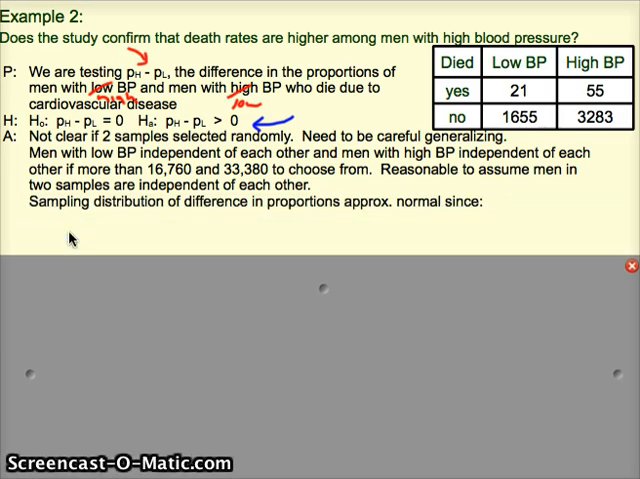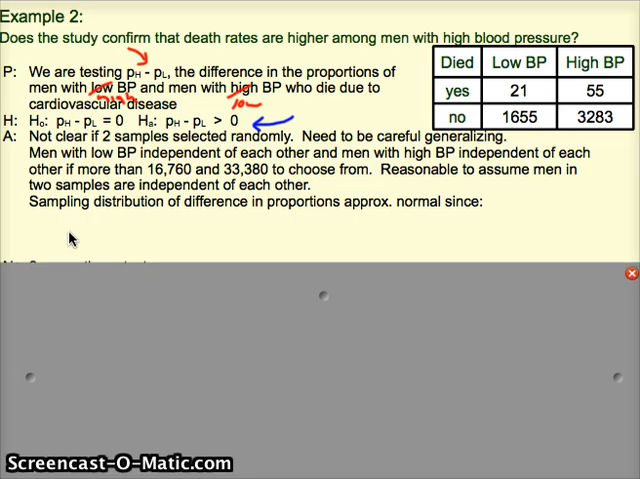Now, the normality check here. I want to walk through this. This is an example. It's a significance test, so we're going to use p-hat combined in the normality check here. And p-hat combined is the sum of successes, 21 plus 55, over the sum of the sample sizes, and that's our calculation for p-hat combined. And if you do that math, you get 0.0151.